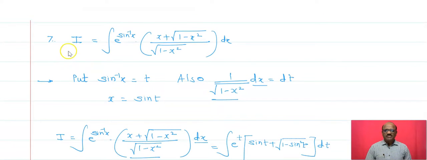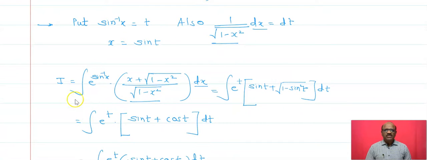Now the next question, that is 7. I is equal to the integral of e raised to sine inverse x, in bracket (x plus under root of 1 minus x square) upon under root of 1 minus x square, dx. Now here we will substitute. Here we will take a substitution to solve this type of problem. Put sine inverse x equal to t. What about its derivative? That is, 1 upon under root of 1 minus x square dx is equal to dt. That is, dx upon under root of 1 minus x square is equal to dt. Again, sine inverse x is equal to t. Therefore, x is equal to sine t.